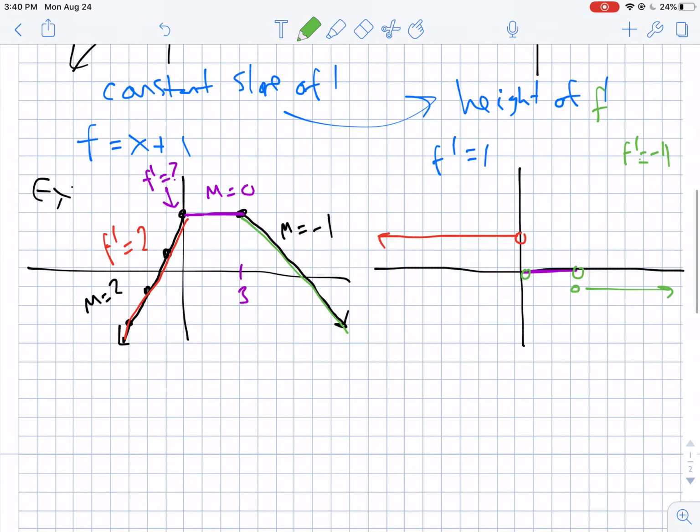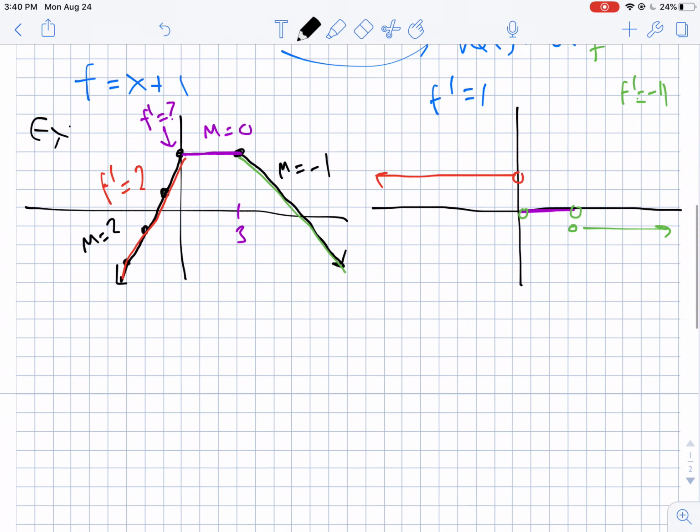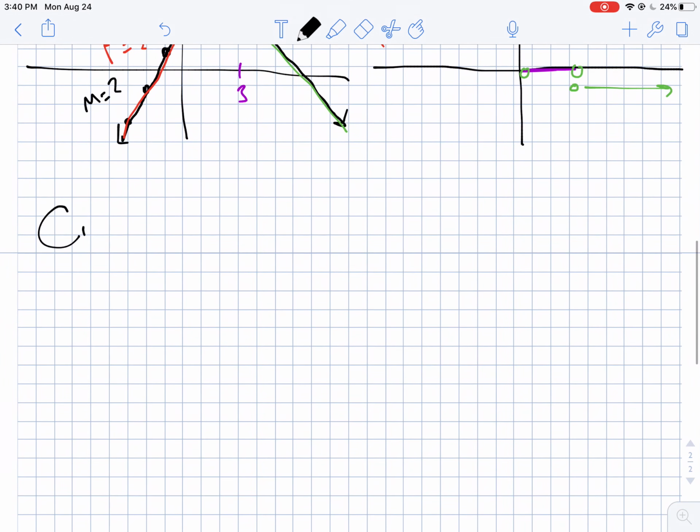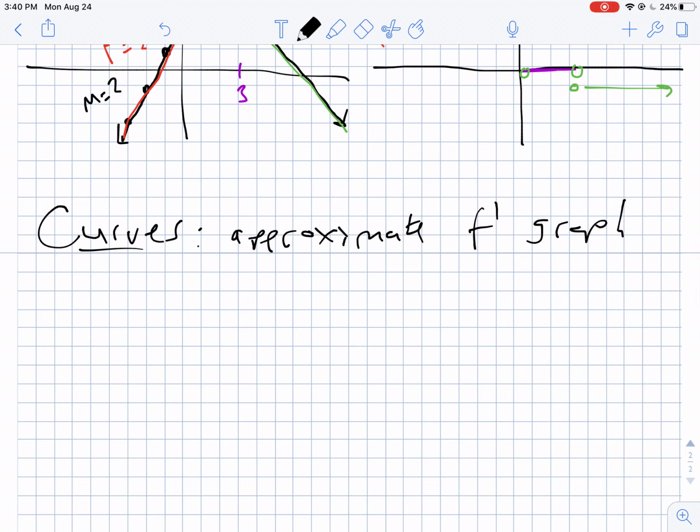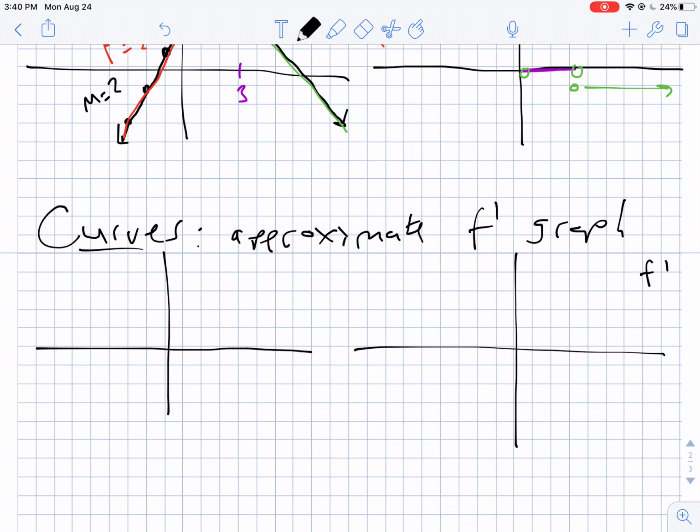But the next question that you're obviously thinking about is, what if you have something with curves? What we're going to be doing here is trying to approximate an f prime graph. Without an equation, it's impossible for us to draw a precise graph, but we're going to try our best. Again, we'll draw f on the left and f prime on the right. What if we just do something simple, like a parabola that looks like this?